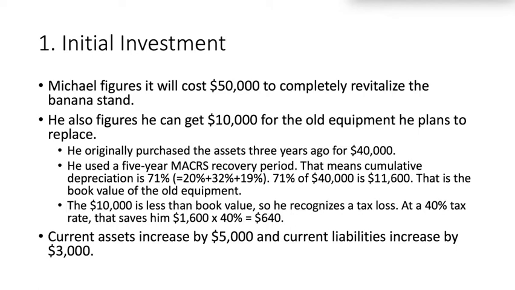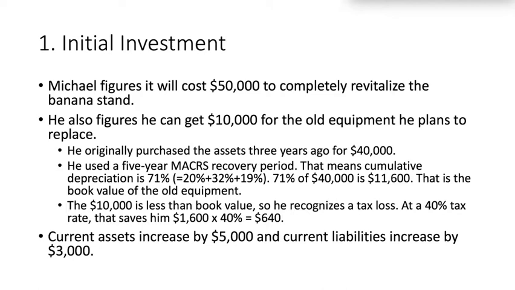But to do that, we have to figure out what the book value of the assets are. And so to do that, we have to refer to the MACRS recovery period schedule, which tells you how much to depreciate each year. And so to figure out the book value, it's just the cumulative depreciation amount over time. So in this case, he originally purchased the assets 3 years ago, so these are the old assets, purchased them for $40,000. And so the question is, what is the book value on the firm's balance sheet today?